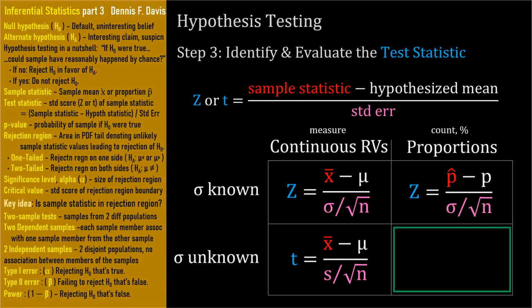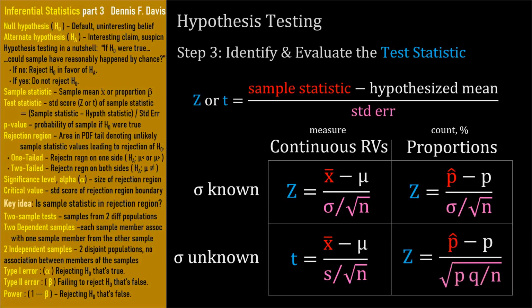For proportions where sigma is not known, the test statistic for p hat is z equals p hat minus p divided by the square root of pq over n. Because the square root of pq is a good unbiased estimator of sigma, there's no extra uncertainty to account for, so we can use the tighter z-curve instead of the looser t-curve.